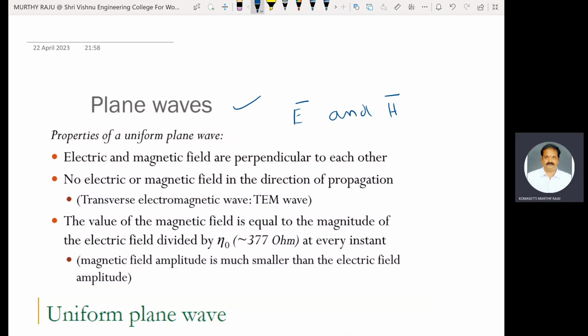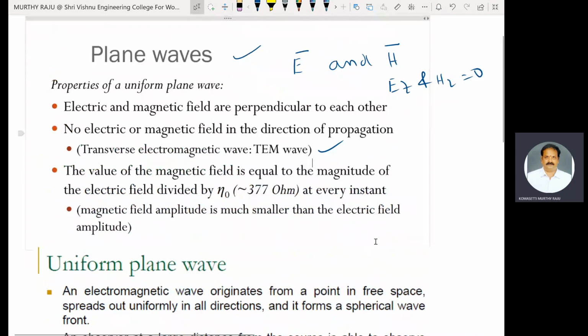No electric or magnetic field in the direction of propagation. Suppose the wave is traveling along the z direction, therefore Ez and Hz are zero. Transverse electromagnetic wave, that is, electric field and magnetic fields are perpendicular to each other. That is a TEM wave.